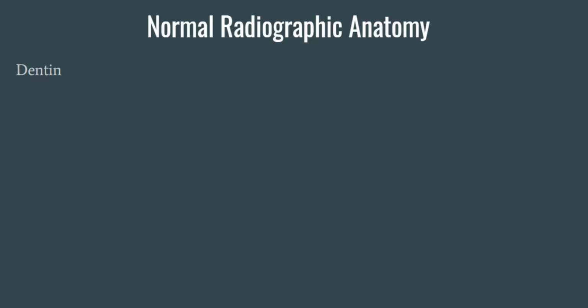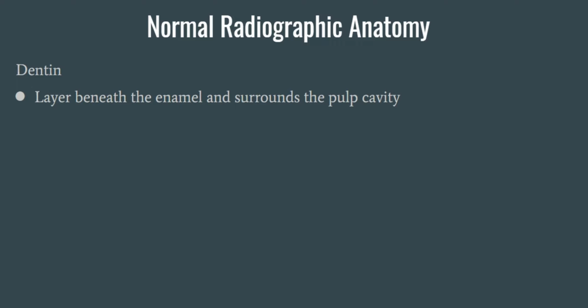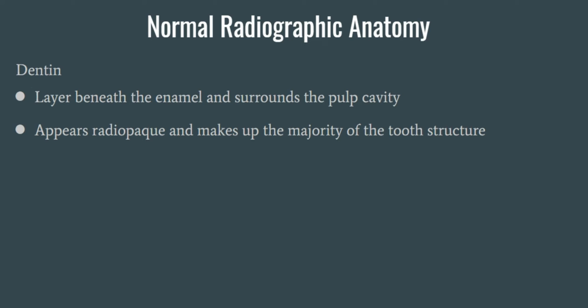And then we have the dentin. The dentin is found beneath the layer of enamel, and it is going to surround the pulp cavity. Dentin will appear radiopaque as well, and it makes up the majority of the tooth structure. And though it and enamel are both radiopaque, there's a pretty clear difference. Enamel is very radiopaque, while dentin is less radiopaque. And the density, the radiopaqueness of dentin is going to compare to that of bone.